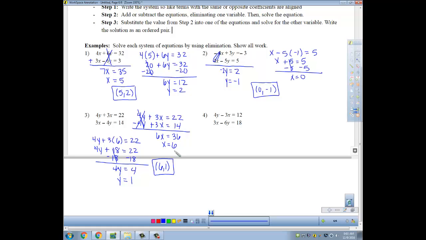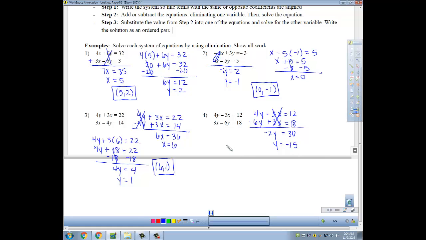Okay, number 4, again looking for same number, different signs. So my x's have the same number and different signs. So I'm going to rewrite the first equation because I want to line my terms up. That was a negative 6y, a positive 3x, and a positive 18. 4y minus 6y is negative 2y. That's gone. 12 plus 18 is 30. So y equals negative 15.